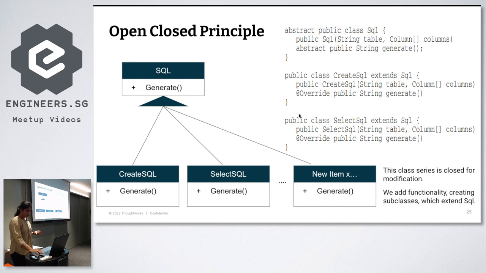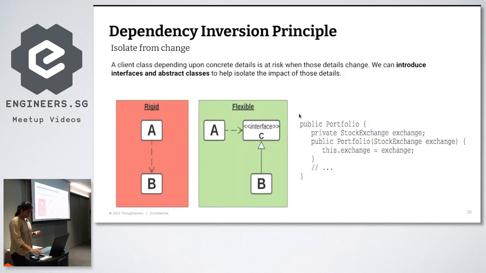And moving on to the next one, how do we isolate our classes from changes? We don't want our classes to be rigid, we want them to be flexible. There is a principle called the dependency inversion principle. The one you see here, we have a class A, which is depending on the concrete implementation of class B. We don't want that, because every time there is a change in B, it will impact A because it's directly dependent. Now, what do we do to isolate the changes of B from A?